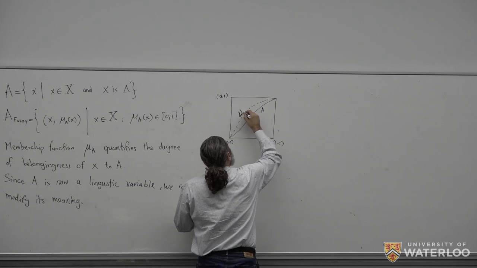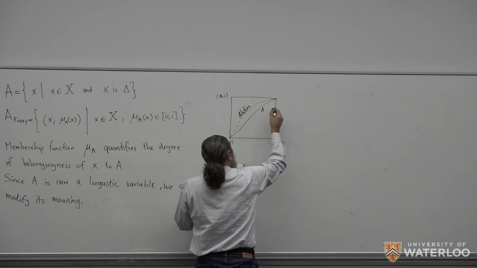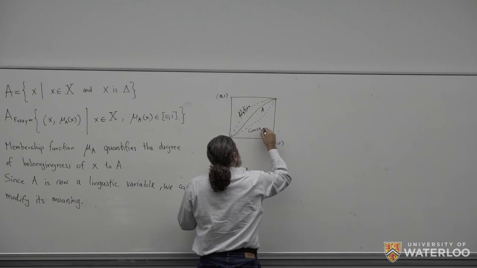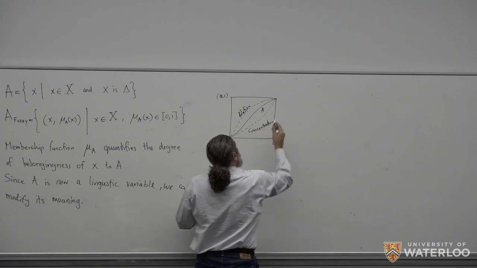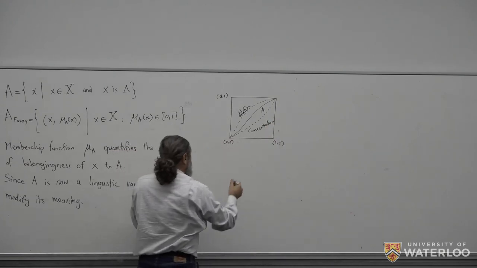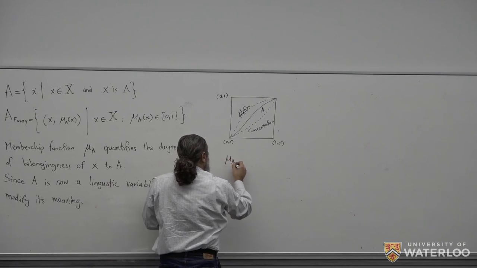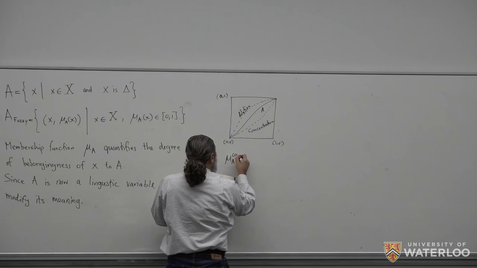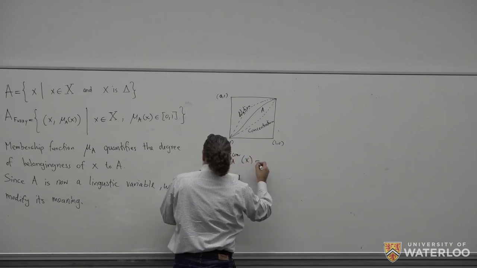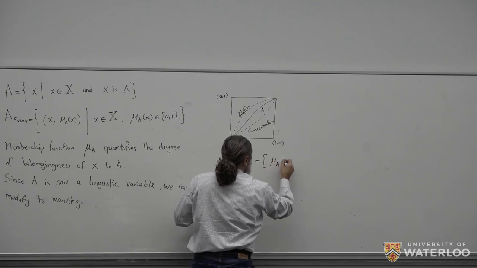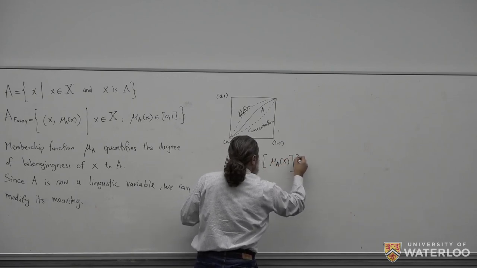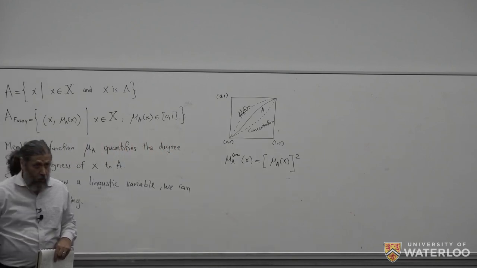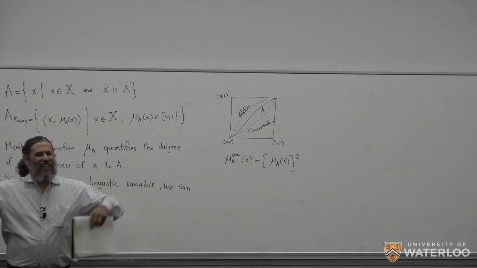So dilation. Or we can concentrate this function. So concentration. And then hopefully that means something. So if I have mu A, so mu A concentrated of X will be, for example, mu A of X raised to power 2. Because the numbers are between 0 and 1, if I raise it to 2, I suppress them, so I compress them.